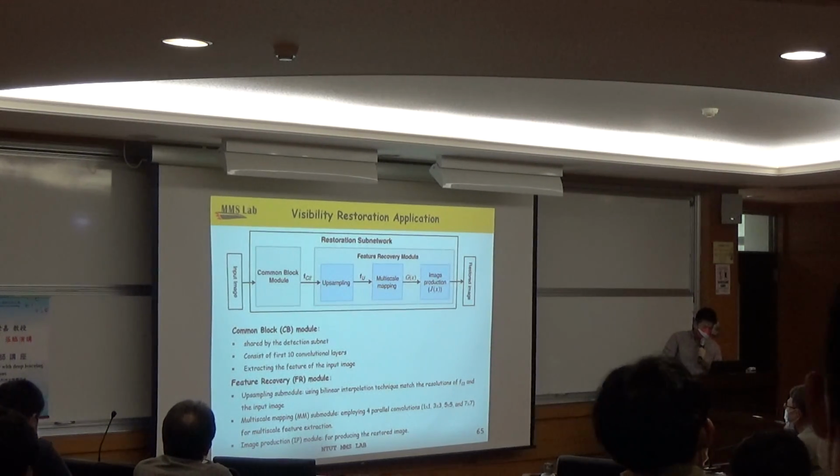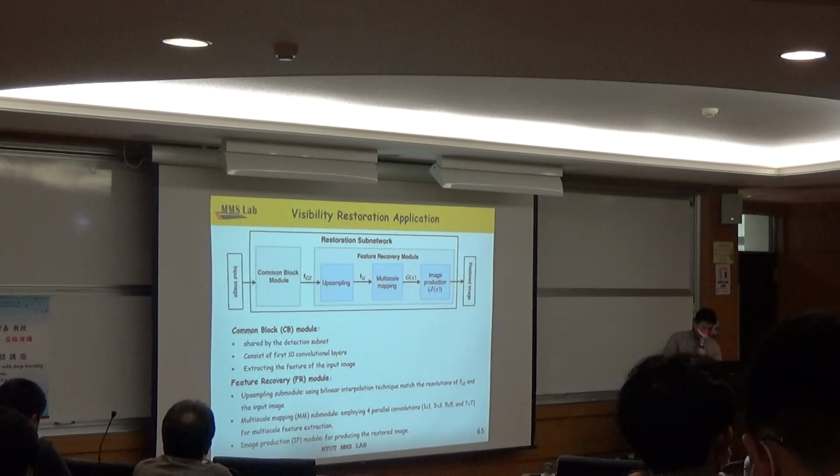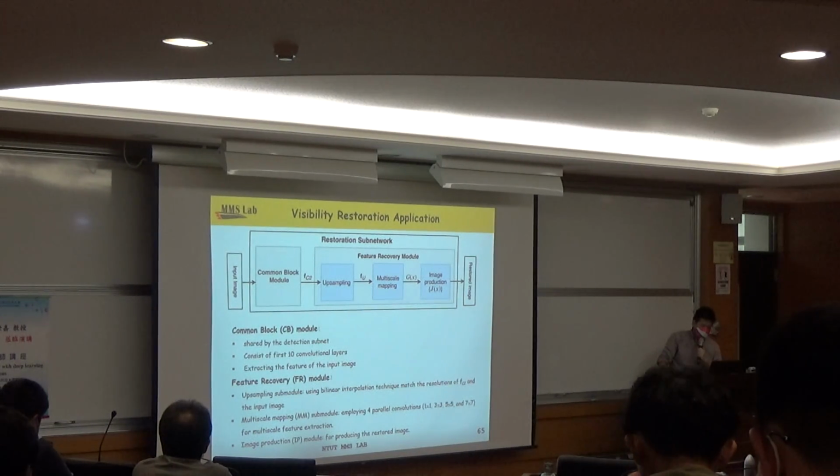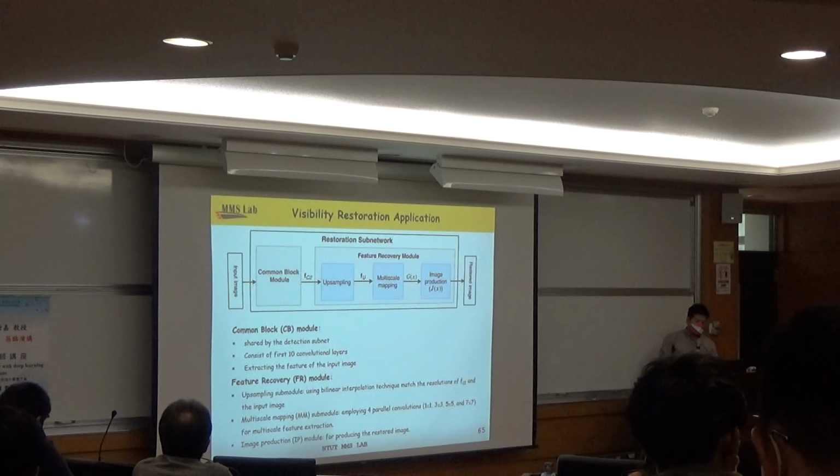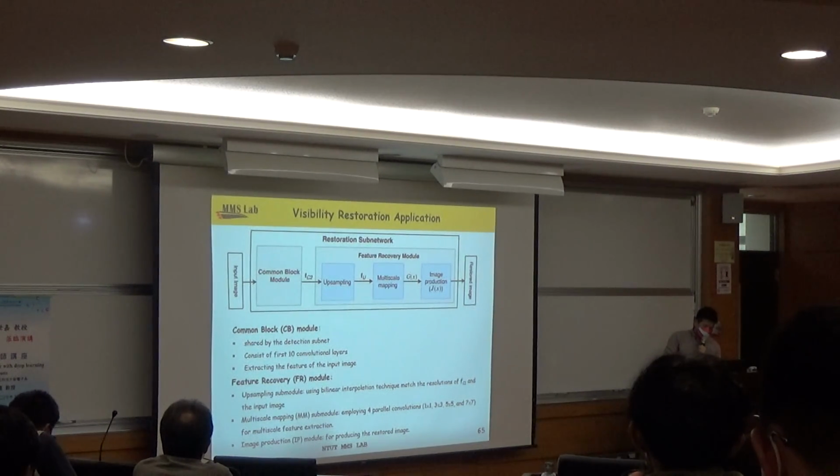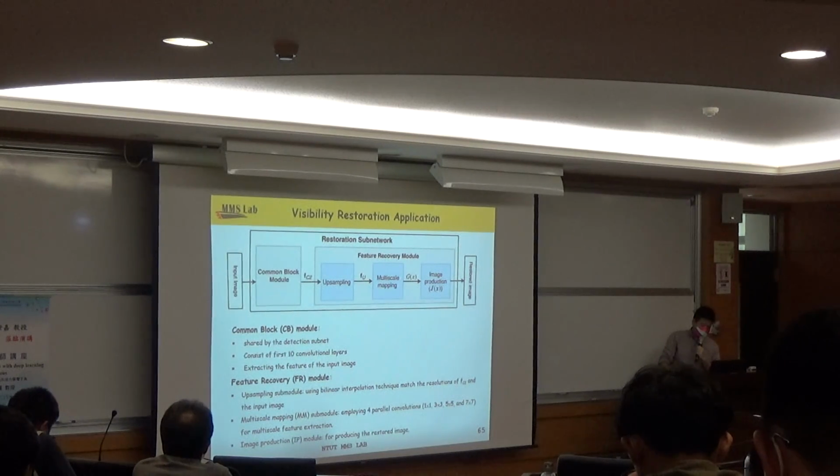And we also have a multi-scaling mapping subnetwork. We employ four parallel convolutions to get more features. And the third part is called the image production module, and we will produce the restored image.